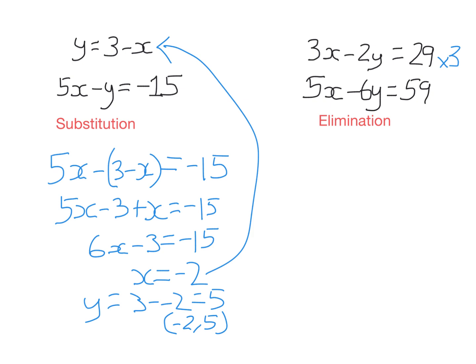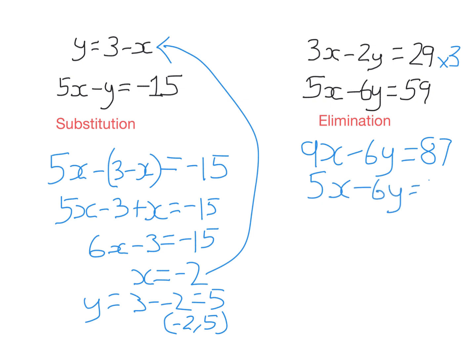So when you're multiplying an equation by a non-zero number, you need to multiply everything in that equation by the number. So I need to multiply 3x by 3, -2y by 3, and also 29 by 3. Now I'm going to leave the second equation alone. So now that y has the same coefficient in both equations, I can eliminate it.